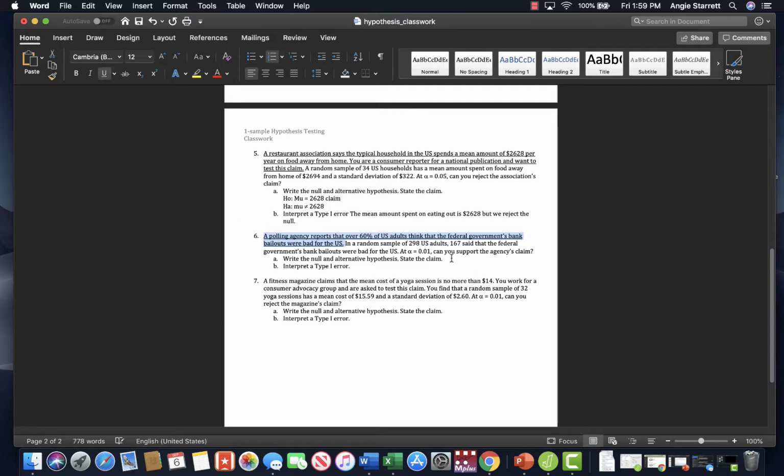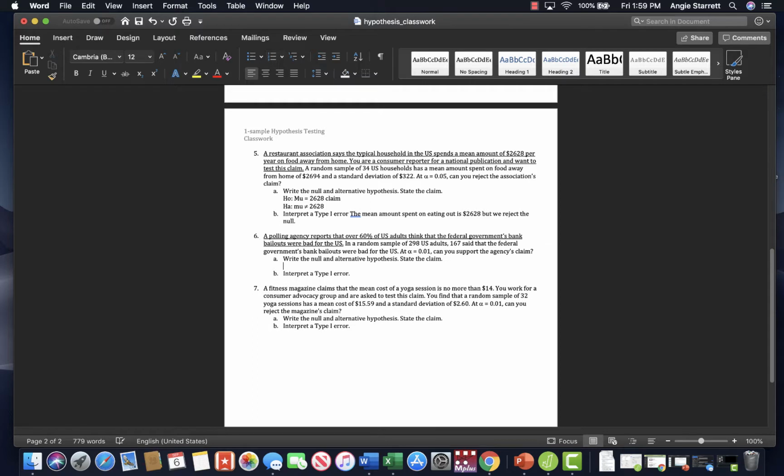This is one that's going back to proportion. You know that because it's a percent. A polling agency reports that over 60% of U.S. adults think this about the federal government. So the proportion is greater than 0.60, or 60%. That is a strict inequality right there. Greater than is a strict inequality, so that is going to be the alternative. It's what we read in the problem, so that's the claim.